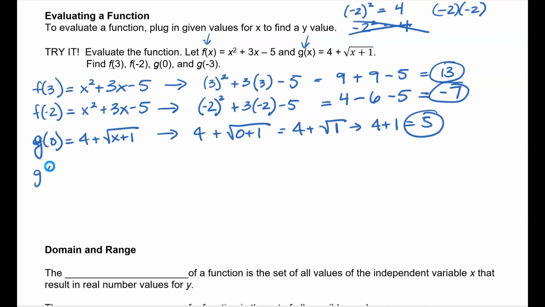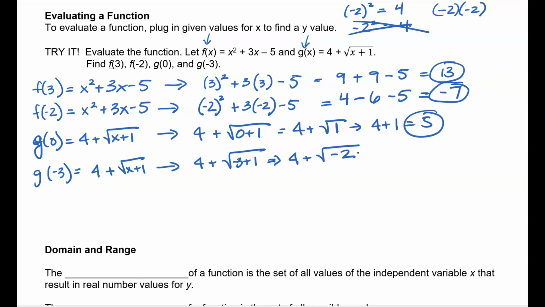And then last, g of -3 is equal to 4 plus the square root of x plus 1. So you're going to plug in -3 plus 1. If we evaluate that further, we get 4 plus the square root of -3 plus 1, which is -2. At this point, we have a problem. You can't take the square root of a negative number. You could even double check this with your calculator. Try the square root of -2, and your calculator will tell you it's undefined or there's an error.